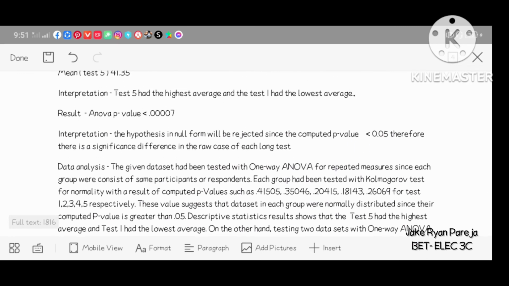The result of ANOVA: the p-value is less than 0.0001. Interpretation: the null hypothesis will be rejected since the computed p-value is less than 0.05. Therefore, there is a significant difference in the raw scores of each long test.